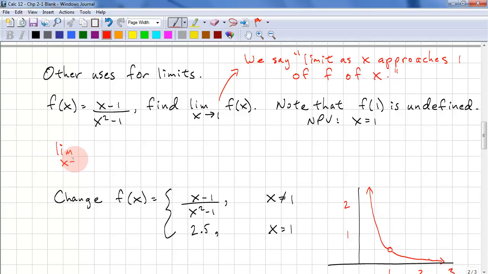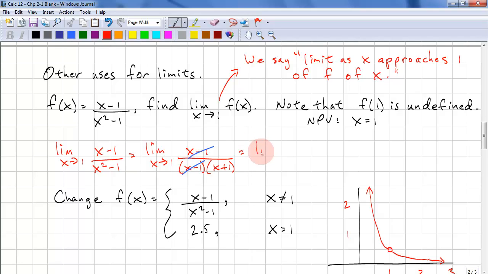Limit as x approaches 1 of x minus 1 over x squared minus 1. This is limit x approaches 1, x minus 1, and we factor the bottom. We get x minus 1 times x plus 1. When we don't see a way of simplifying it, we factor, and then we can use the limit properties.